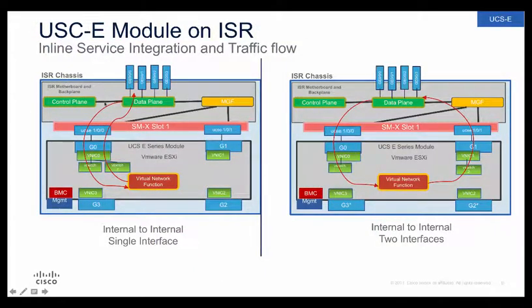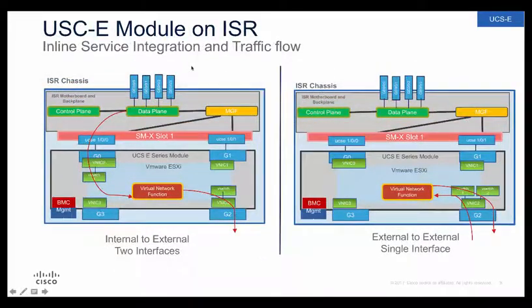And using this internal and external interface, we have options to stitch this virtual network functionality as a service between these interfaces. And in our case, it's a next generation firewall. In the first option, the VNF is stitched between the two virtual switches using the same internal interface, and in the second option it is stitched between the two internal interfaces.